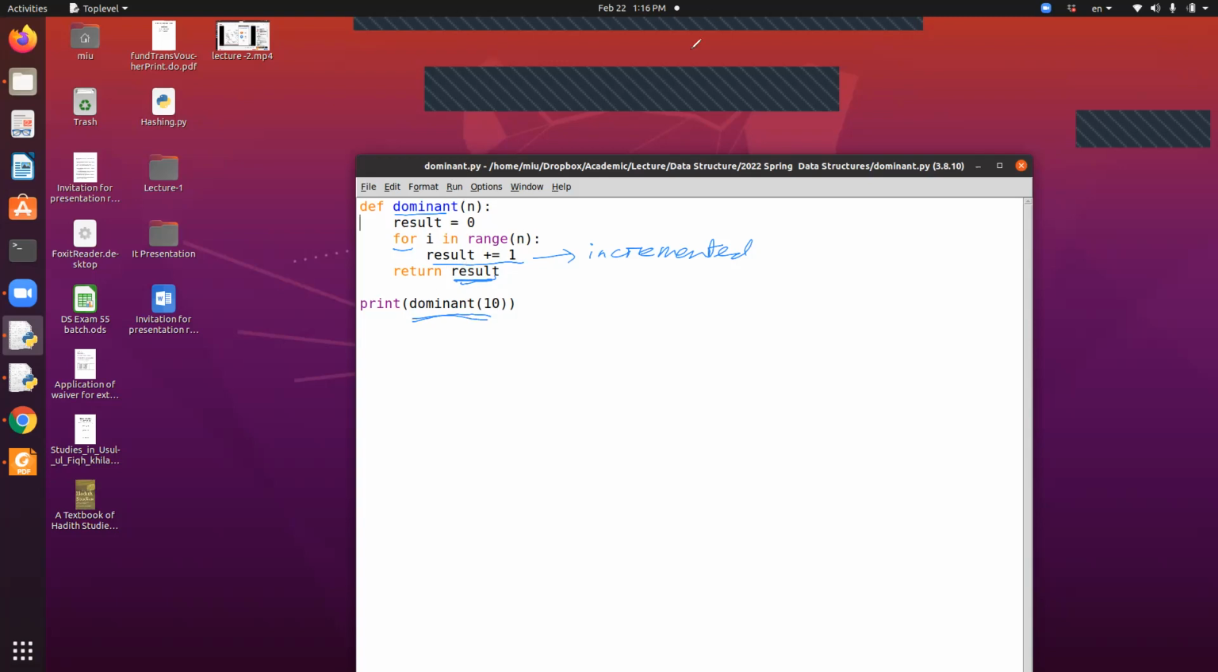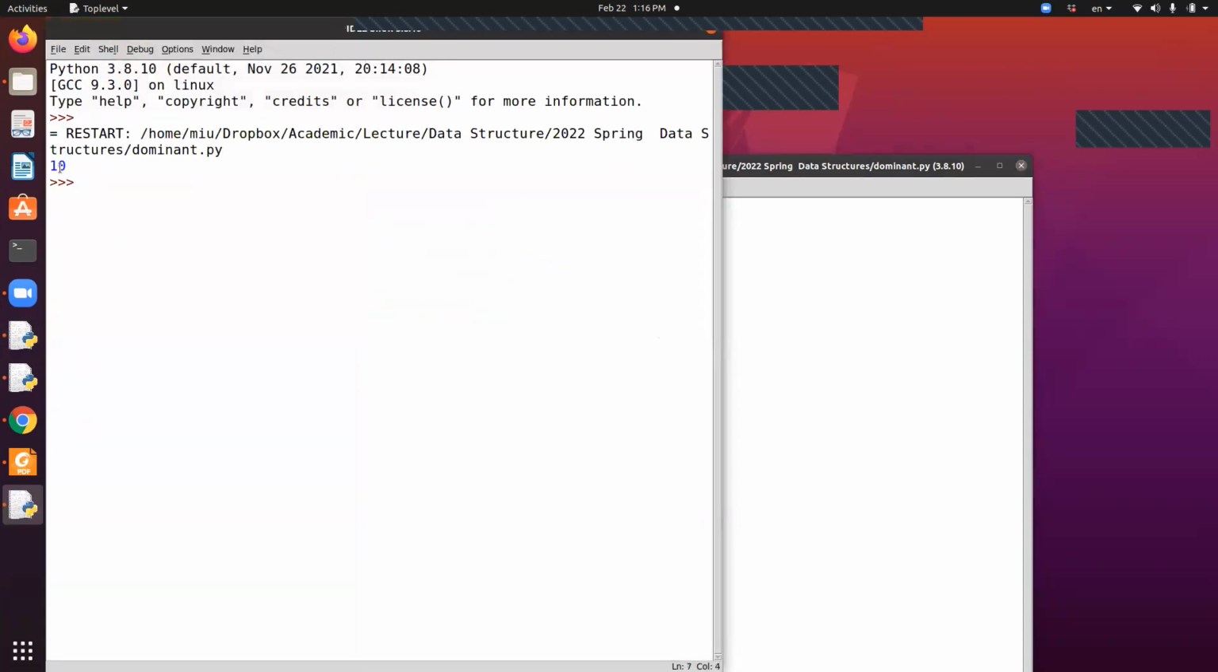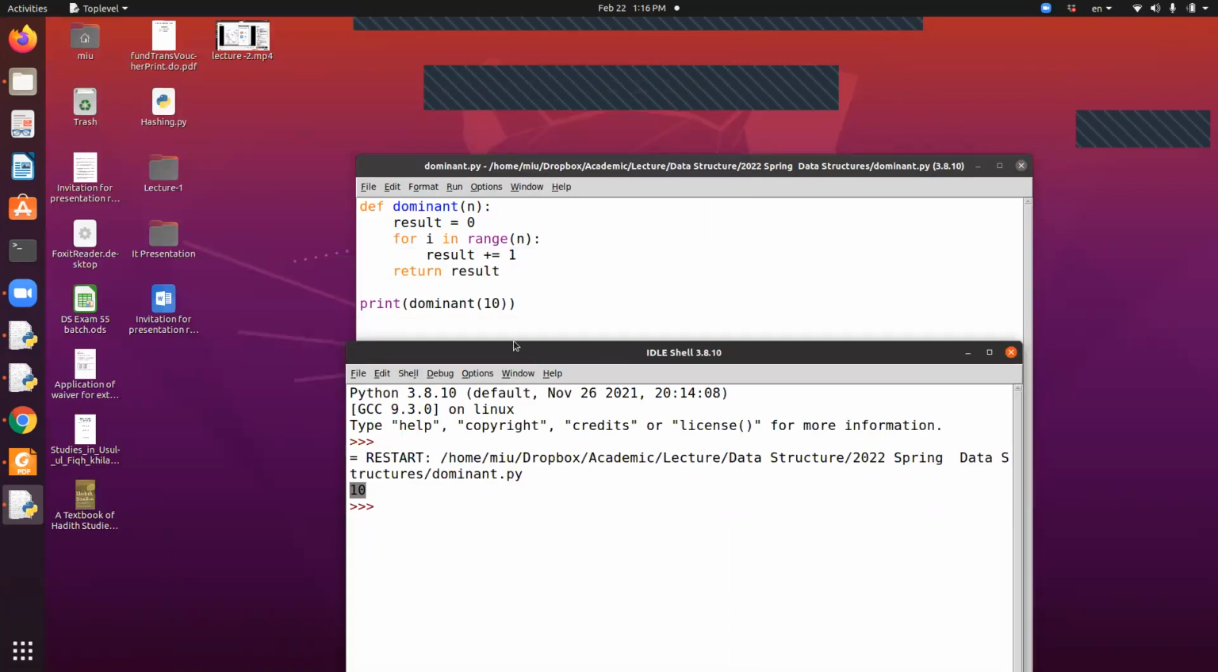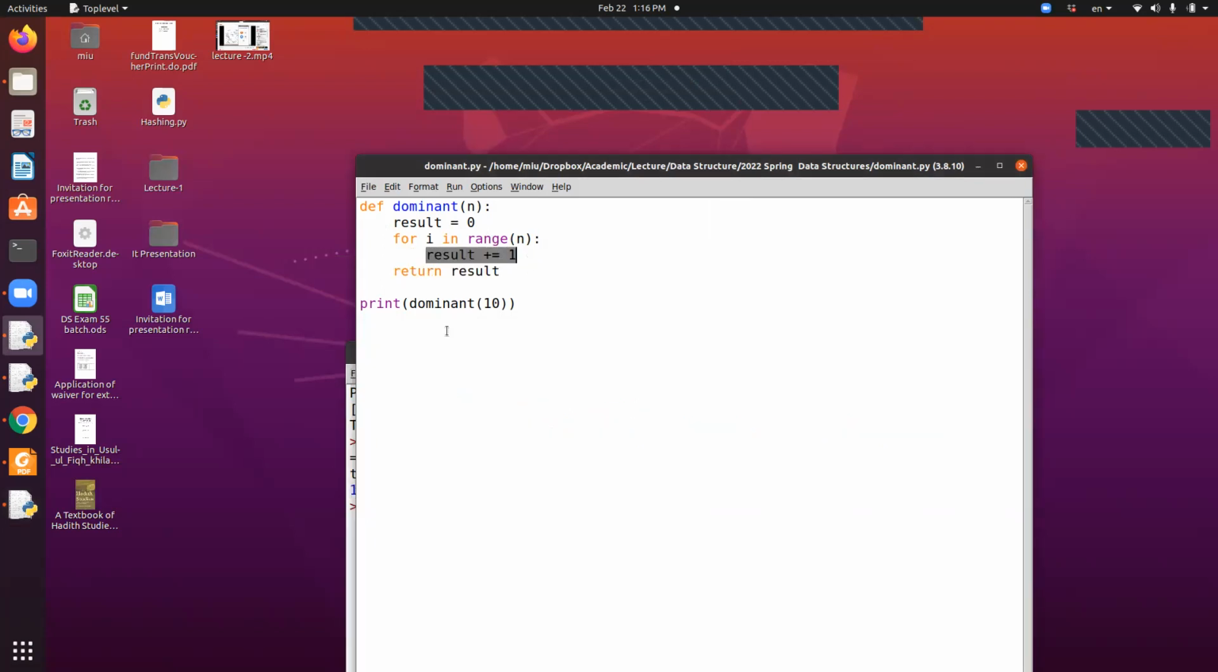So let me run it. There's nothing fancy in this program. If I run it, as you can see, it is parameterized by 10, and what you can expect is the value 10 to be printed. As you can see, the value 10 has been printed. Why? Because this loop has been iterated 10 times.